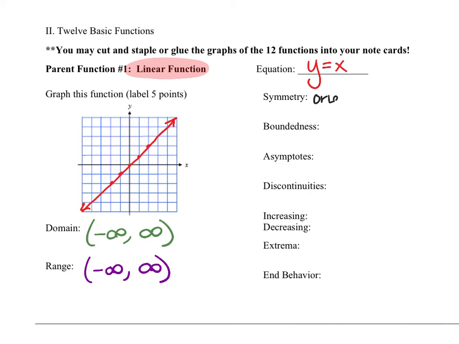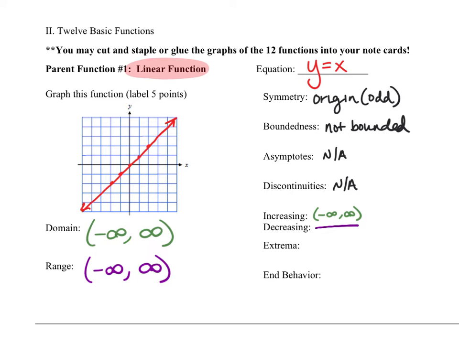This is symmetrical about the origin, which again, remember, means that this is an odd function. This function is not bounded, it doesn't have a lowest or highest point. It does not have a vertical or horizontal asymptote. It is continuous, so we don't have any discontinuities. It's increasing on its entire domain. Again, remember, for increasing intervals, we're reading the graph. Don't follow this arrow. Read the graph. We're always going uphill, so it's increasing the entire way. There's never a point that we're decreasing. It does not have any extrema because it doesn't have a maximum or minimum point.